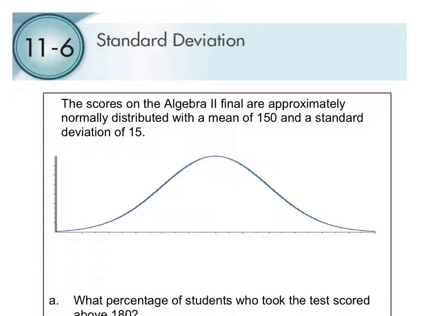It says the scores on the Algebra 2 final are approximately normally distributed with a mean of 150 and a standard deviation of 15. Now, you'll notice you've got a much more generic curve this time. These are the kind of curves you're going to see more often. So again, I'm going to draw a line through the middle of my bell curve. That always goes through the middle, is the mean, and the mean is 150. One standard deviation away from 150, with a standard deviation of 15, is going to be 165. Two standard deviations away is going to be 180.